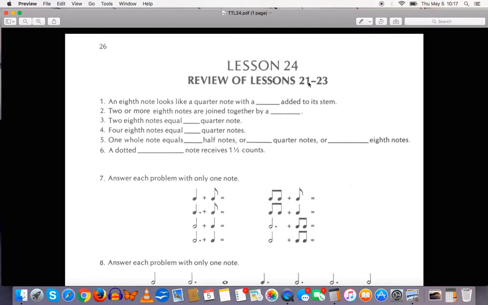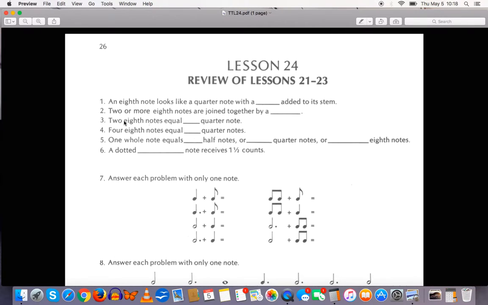All right, first question. An eighth note looks like a quarter note with a blank added to its stem. Okay, the correct answer here is flag, with a flag added to its stem. The reason I hesitated is I thought there could be 2 correct answers. You could say a flag or a beam. However, if we look at this question, 2 or more eighth notes are joined together by that, one should be beam. So the correct answer here should be flag and beam.